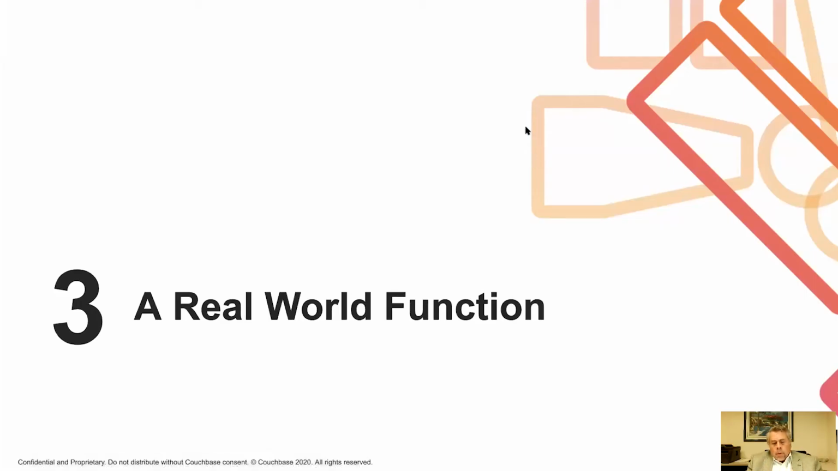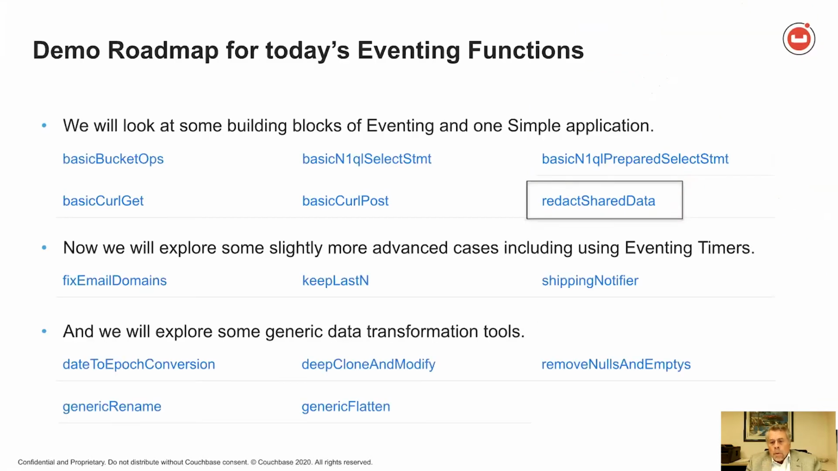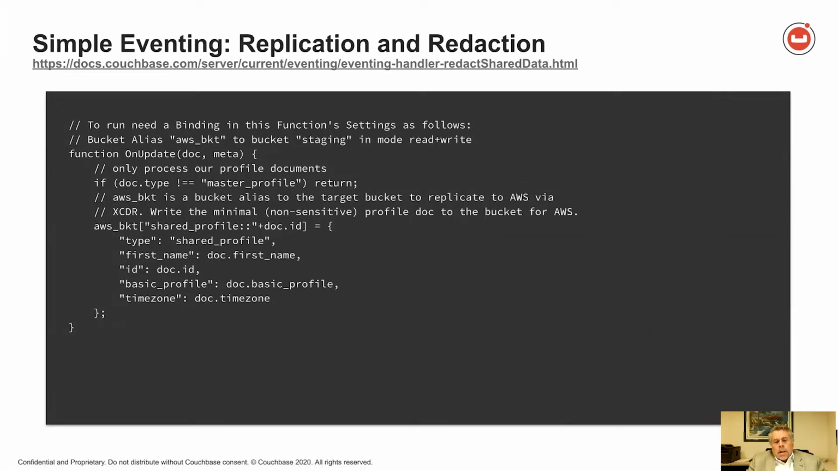Okay, on to a real-world function now that we've reviewed every major construct except timers. We'll get to those later. We're going to be doing redact shared data. Essentially, this small function will pick a portion of a master profile and share it with a business partner.